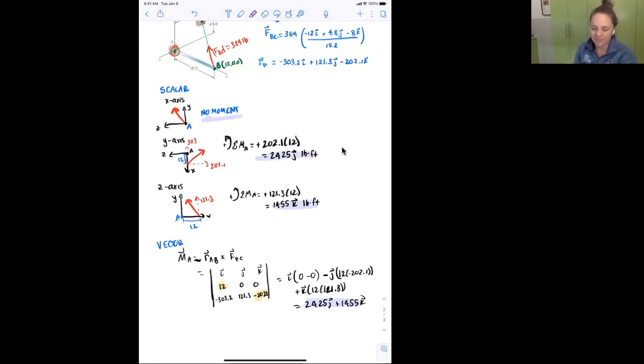Okay, hope this helps. Hope this reiterates the difference between scalar and vector method and sets you up for success to do really well on the Module 2 quiz. If you have any questions, please reach out, email, discussion board.